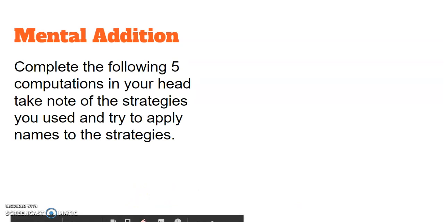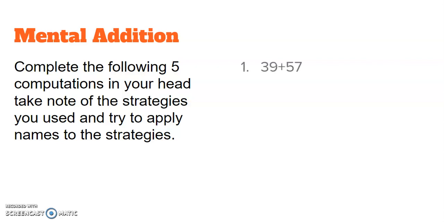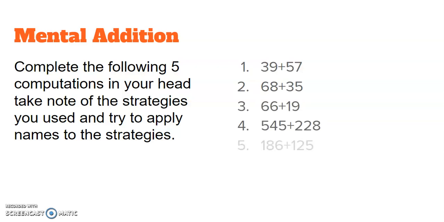I would like you to complete the following 5 computations in your head, but take note of the strategies that you use to apply, and we're going to put names to those strategies in the next part of this video. 39 plus 57. Again, take note of what you did. 68 plus 35. 66 plus 19. 545 plus 228. 186 plus 125. Again, we'll discuss these strategies in the next part.